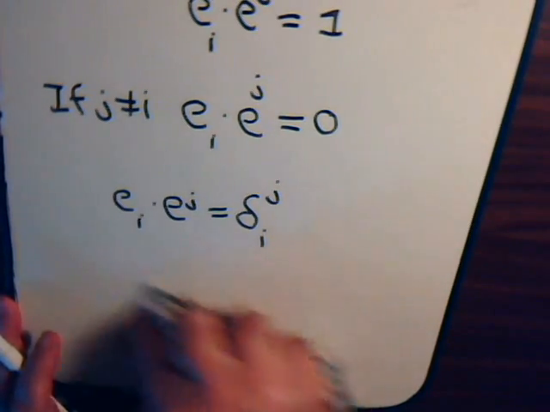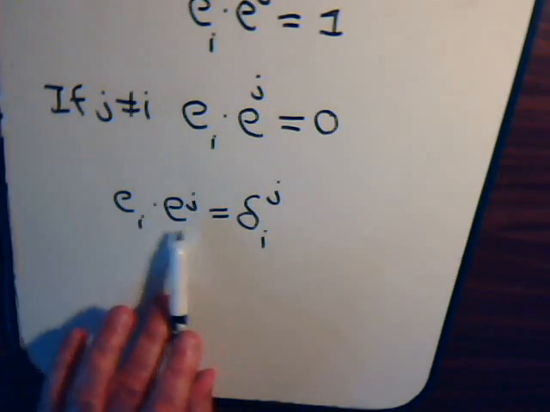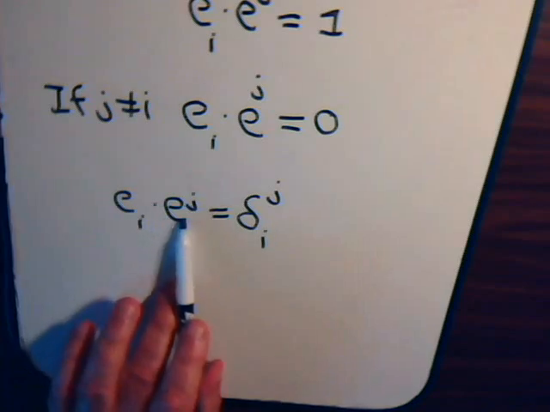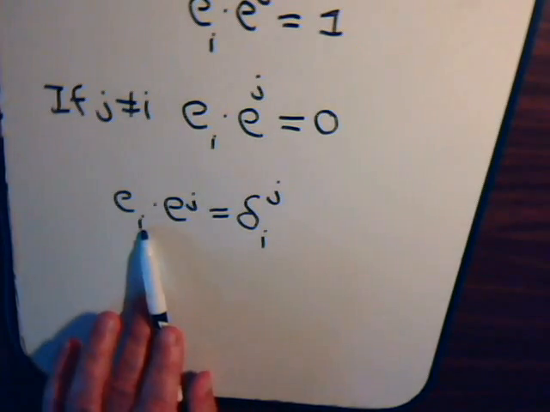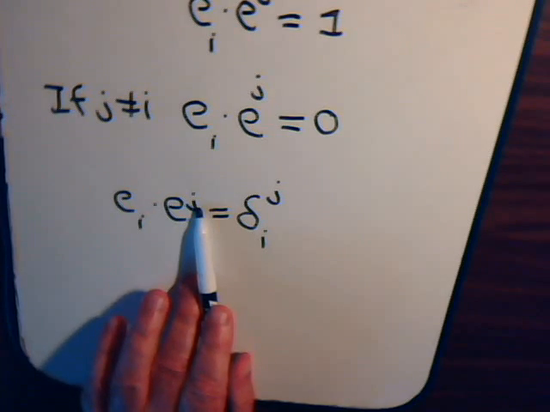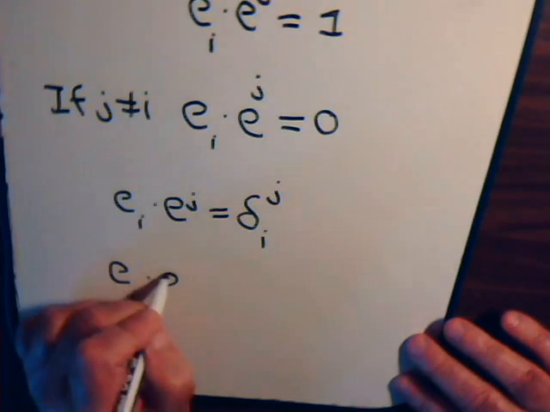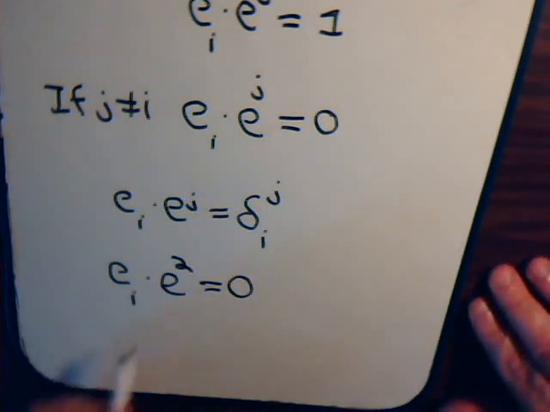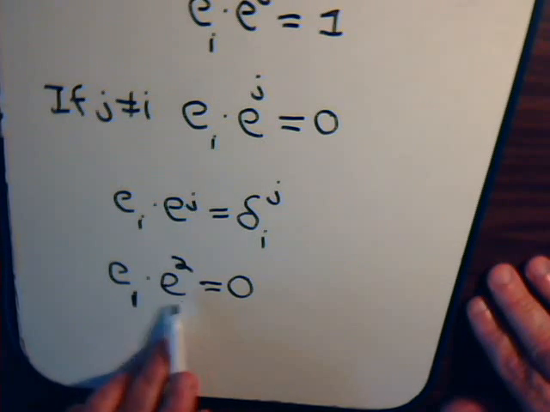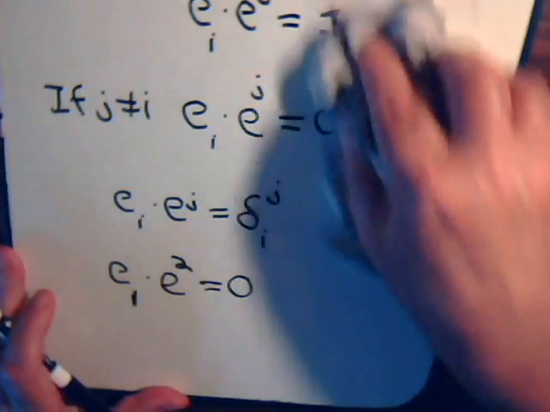So the dot product of these two, if it's e_i dot e^i, is just 1. If it's e_i dot a different one, e^j for a different number here, if this was e_1 dot e^2, that equals 0. So that means that these are orthogonal. And remember how we got these. Let's just make some room here.